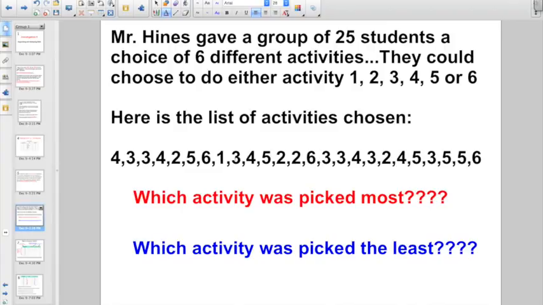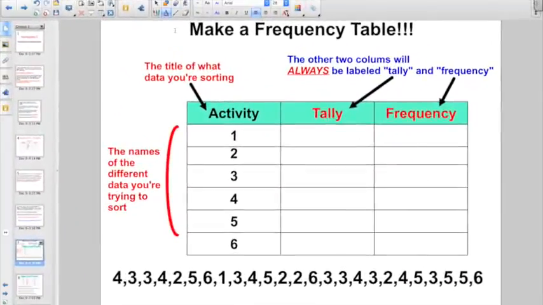This is that unorganized numbers, the unorganized raw data. So if they asked you something like, which activity was picked most, you're going, are you kidding me? Or which activity was picked the least? Yeah, well, if I couldn't figure out the most, I really can't figure out the least. So we've got to get it organized somehow. And one way to do that is to make a frequency table.